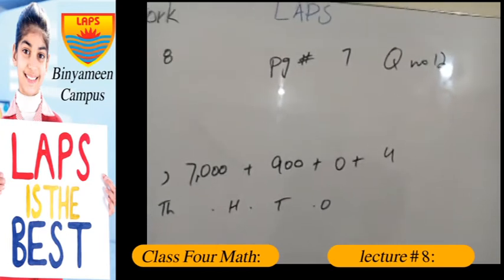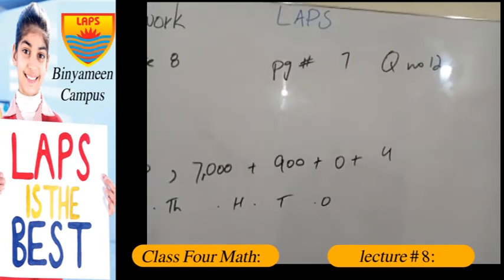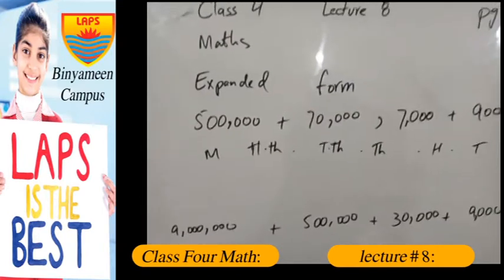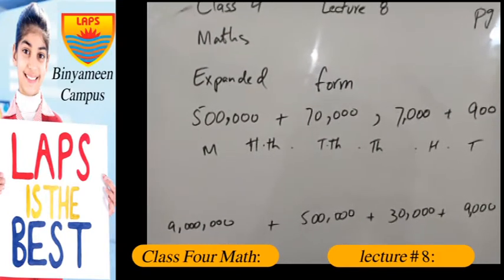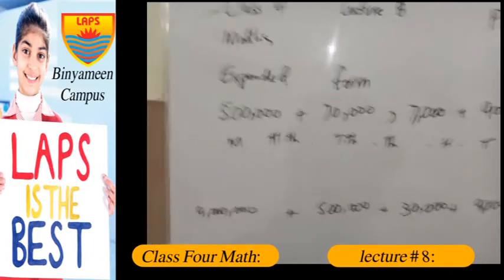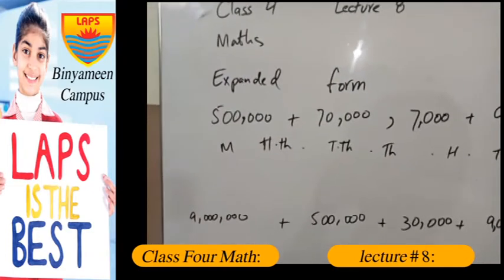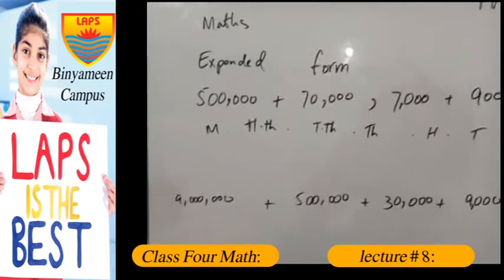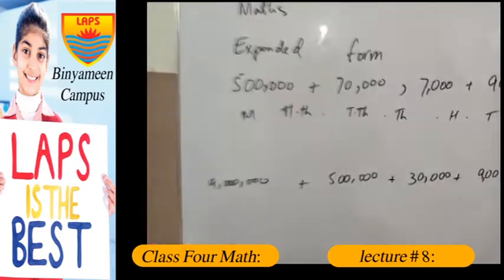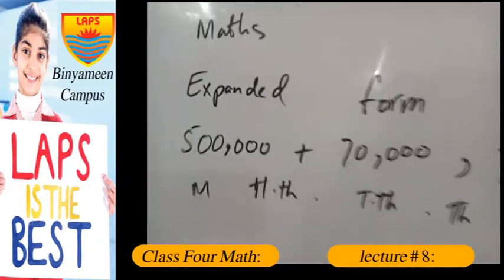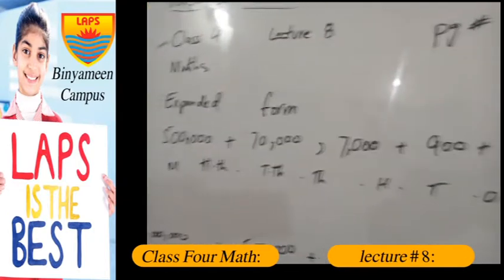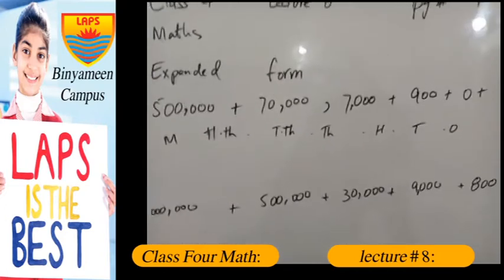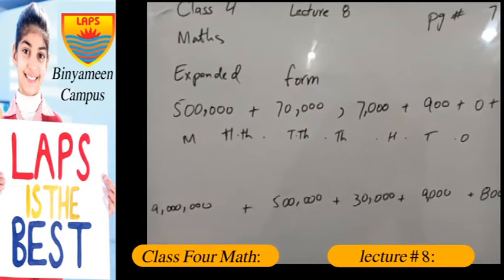If you open your page number 7 and question number 12 of the exercise, I thought it needed to be explained, so we will be doing this question first. It says the numbers are written in the expanded form and write them into the original form. So I have written the first question here like 500,000, 70,000, 7,900, 0 and 4. And I have already made a key here to help you guys to understand it better.